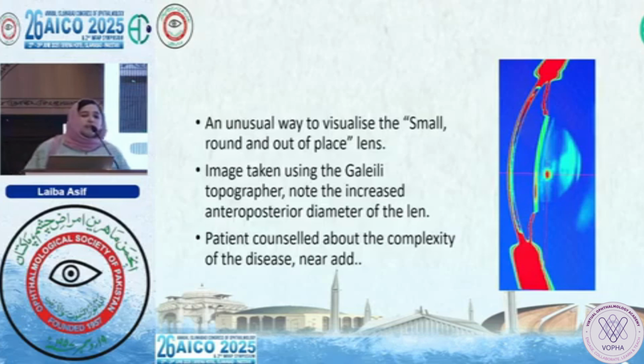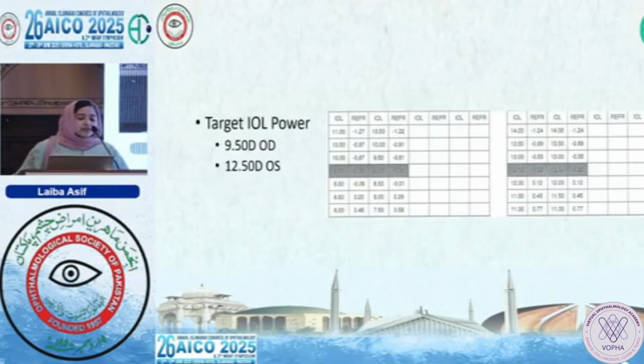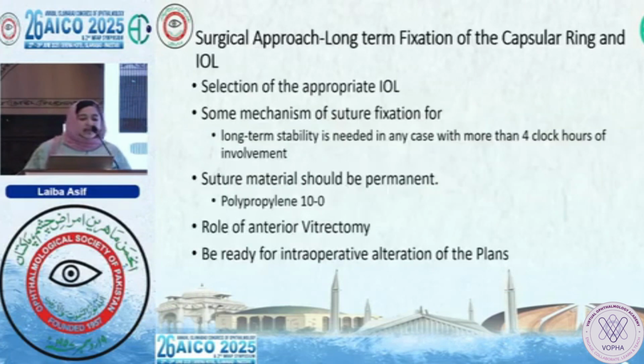The patient was concerned about the complexity of the case and her desire to remove the glasses. So we moved on and performed the biometry, and the target IOL power was selected. Now the most important part is the surgical approach and the long-term stability of the bag complex. So we select an appropriate IOL, some mechanism for suture fixation, appropriate suture material, the role of anterior vitrectomy, and be ready for intraoperative variation of the plan.